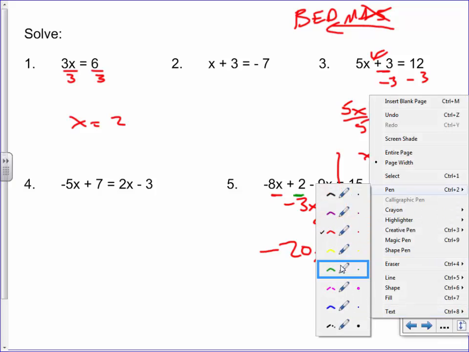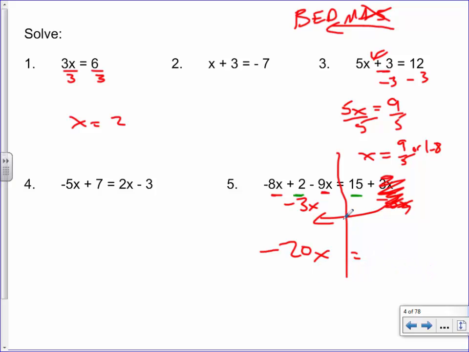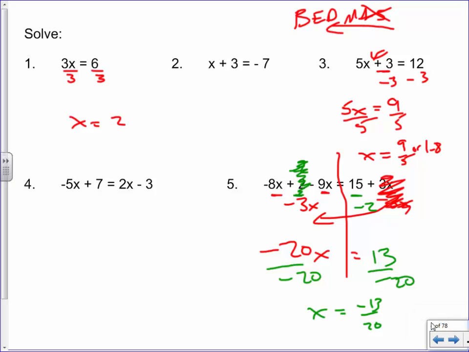Okay. You have to take the numbers though and put them on the other side. So there's already a 15 on this side here, but there's a 2. So you'll have to subtract 2 from both sides, which means 15 minus 2, which is 13. Okay. And then divide by minus 20 on both sides. So x is minus 13 over 20. Does that make sense?